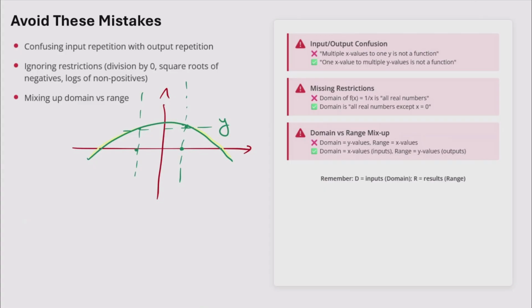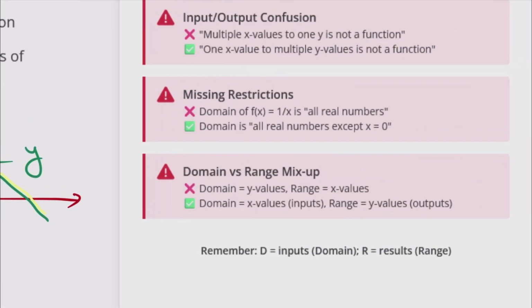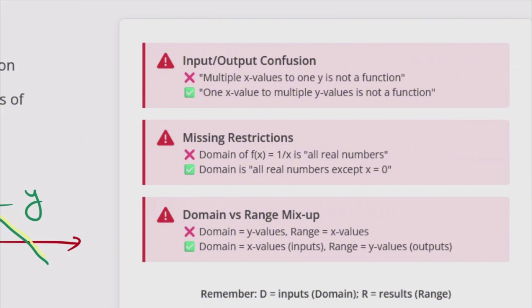At this point, we have input-output confusion. I talked about it. Multiple x values to one y is not a function. Be careful about that. One x value to multiple y values is not a function. So try not to get confused. I also talked about missing the restriction.